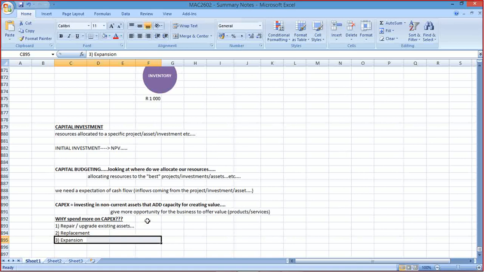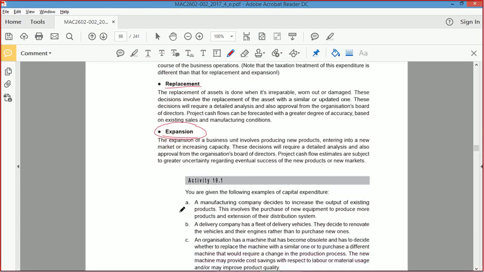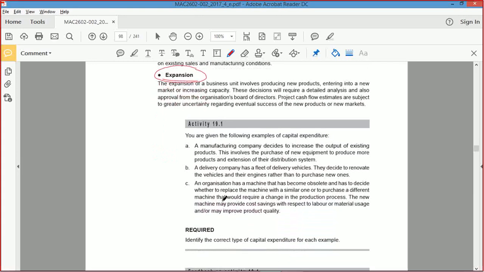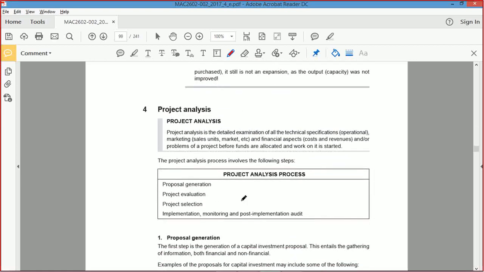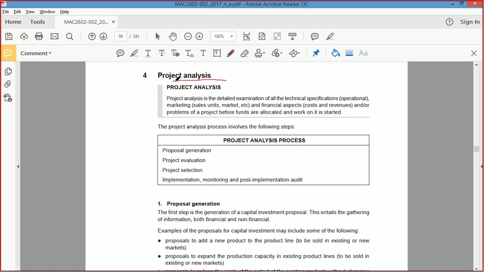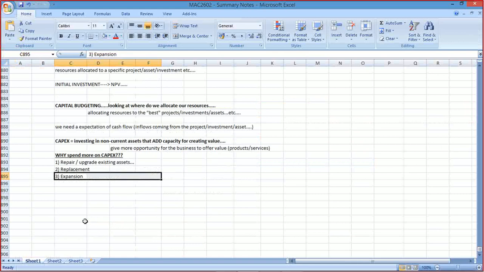Got that? Yes, sir. Nice. Okay, so they give you some examples here. It's just theory. They talk about identifying the type of capital that you can have a look at when you've got some time. This is important though, the project analysis.